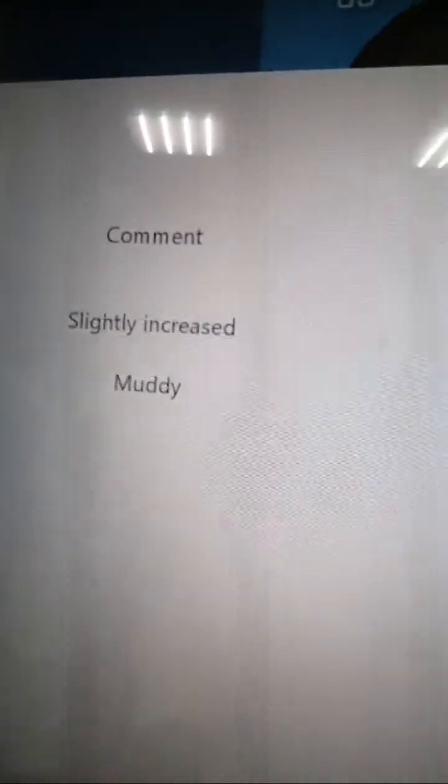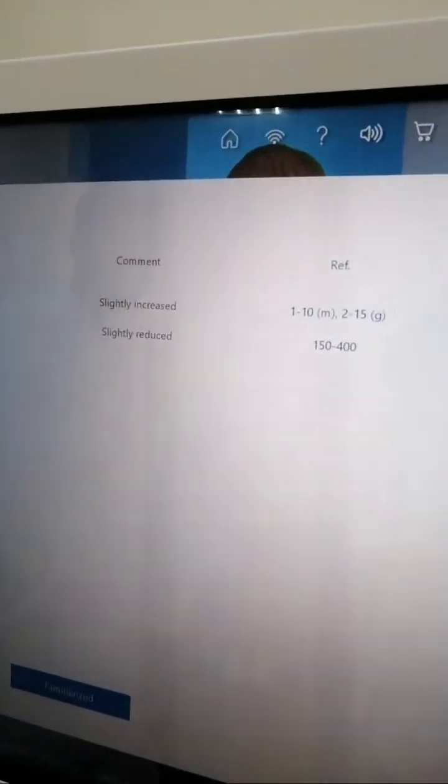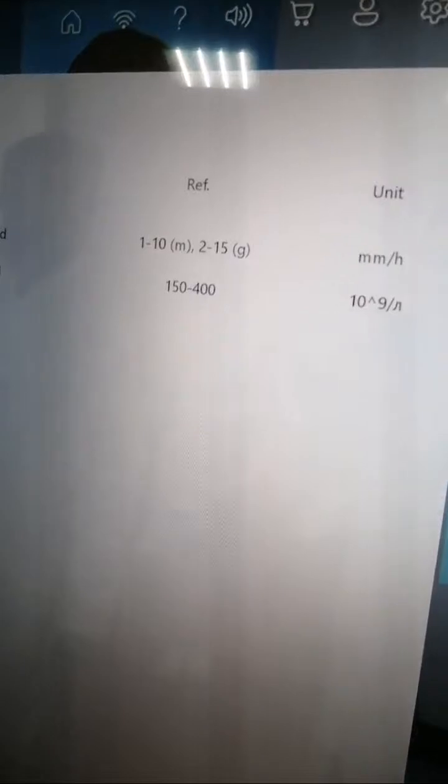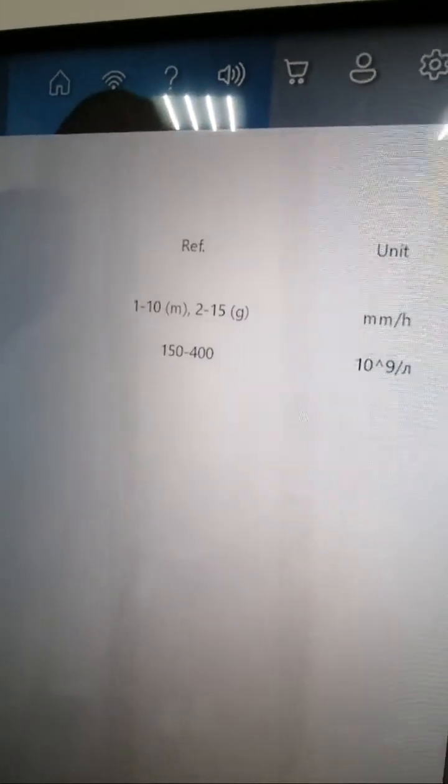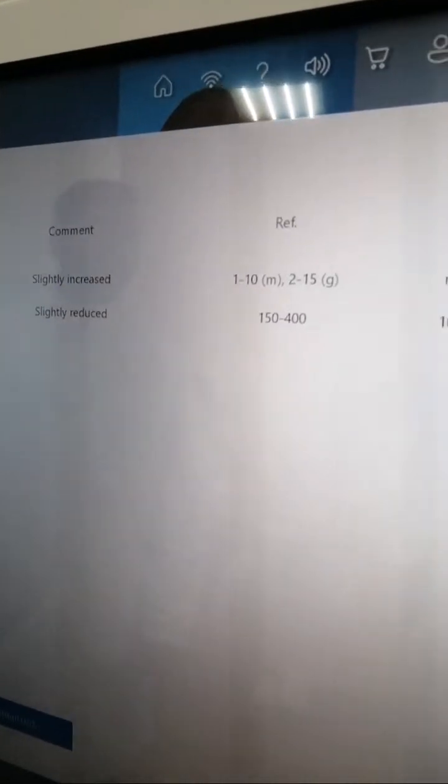Next. Transparency. Slightly increasing. Reference transparent. Okay. And the ESR result is 22 and comment is slightly increased. Reference is 1 to 10 and 2 to 15. Platelets result is 130. Comment slightly reduced. Reference 150 to 400.